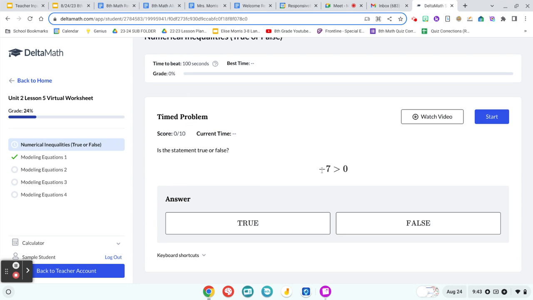All right, is -7 greater than 0? Well, think about it. Look on your number line. Would 0 be to the right, or would -7? On your number line, -7's to the left. So this would be a false statement. Why is it not?